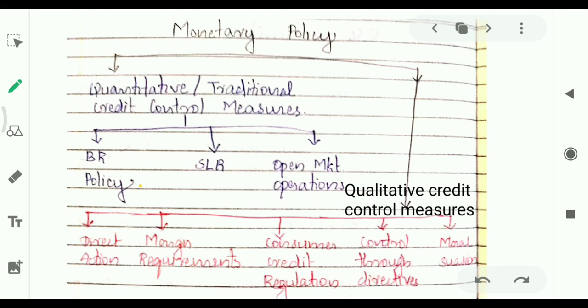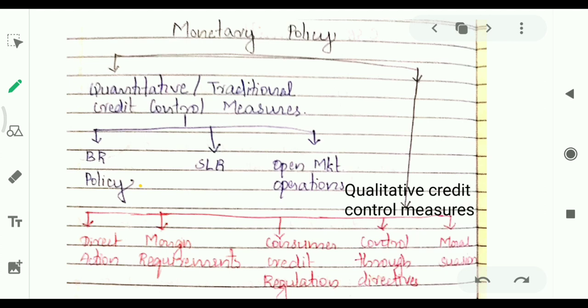So this is a practice done to have a check on inflation. For instance, the central bank may propose 40% to be kept with the commercial bank, and it may allow the commercial bank to lend out only 60% of the market value of the security.